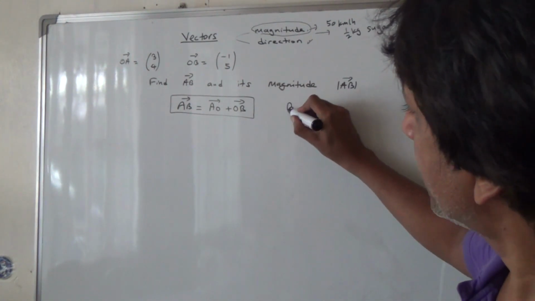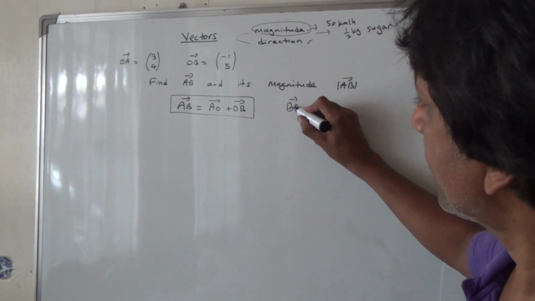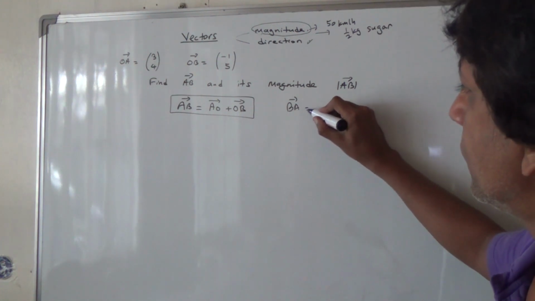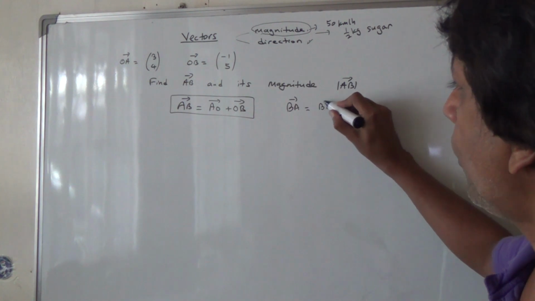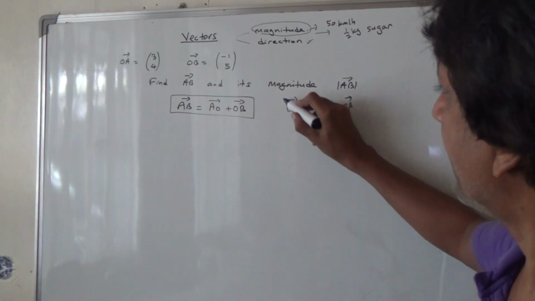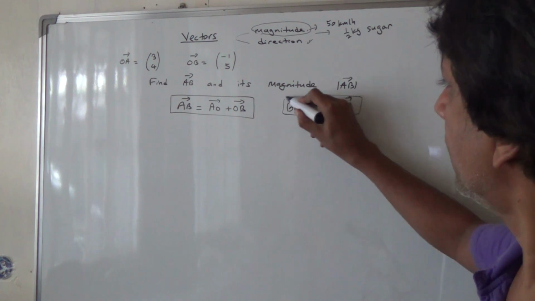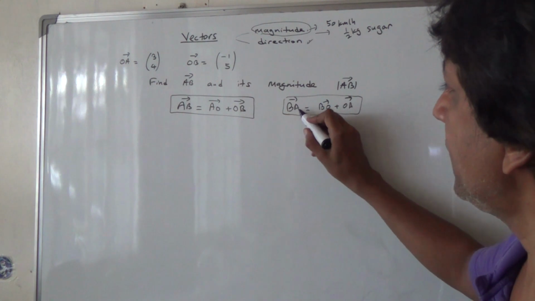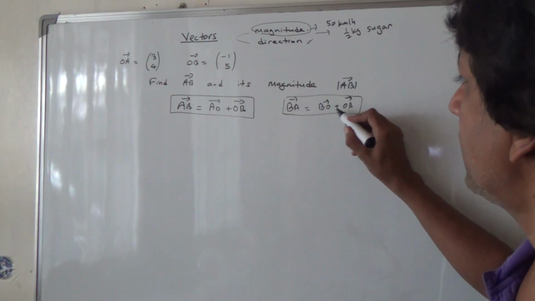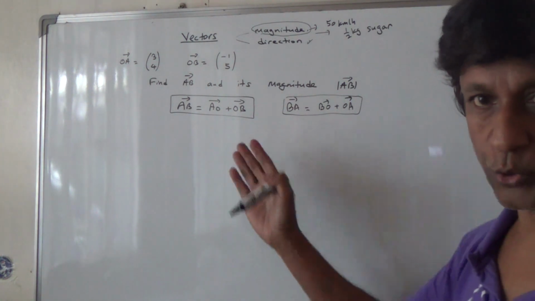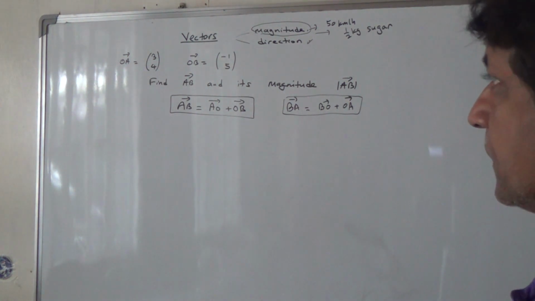Similarly, if you have vector BA, and both of them are position vectors starting from the same origin, you're going to say vector BO plus OA. You will notice that here it starts from A, ends at B; starts from A, ends at B. For BA, it starts from B and ends at A. That's the order of the vectors.